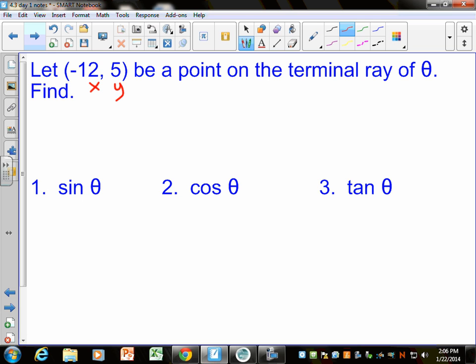You could. If it helps, you can always draw a picture. But the idea is you don't have to, because you always know that these are going to be the legs of your triangle. So to find r, it's always going to be the square root of x squared plus y squared. Which means I can say that's the square root of 144 plus 25, or the square root of 169. I can say that the radius, or the hypotenuse, would be 13.